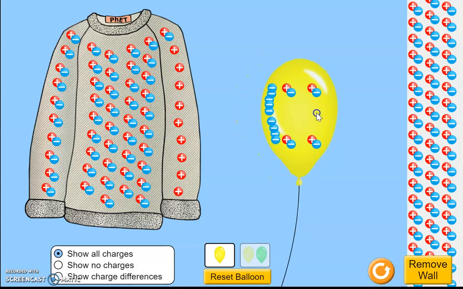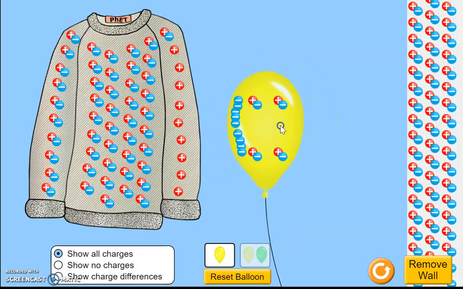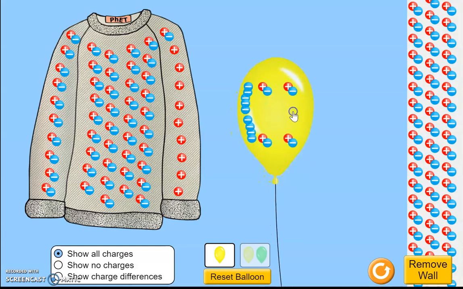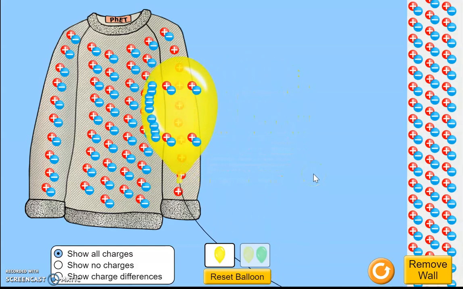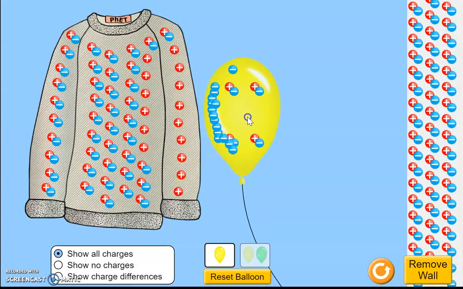This balloon is very negative now. And if you look at the arm of the sweater, it's very positive. So if I let this go, they are attracted to each other. Okay, this is why stuff sticks to you, especially in the winter. You get that static cling if it comes out of the dryer, all that stuff. But now let's talk about polarization.